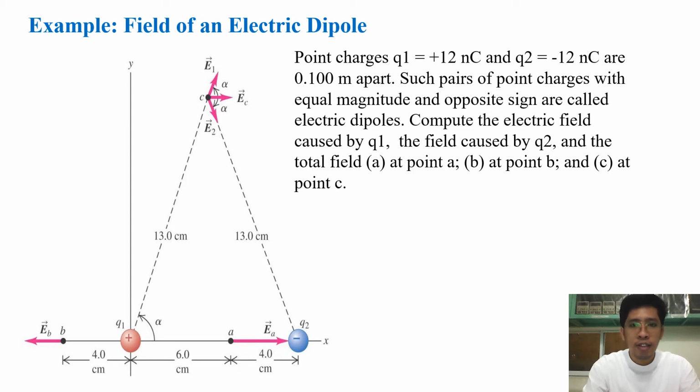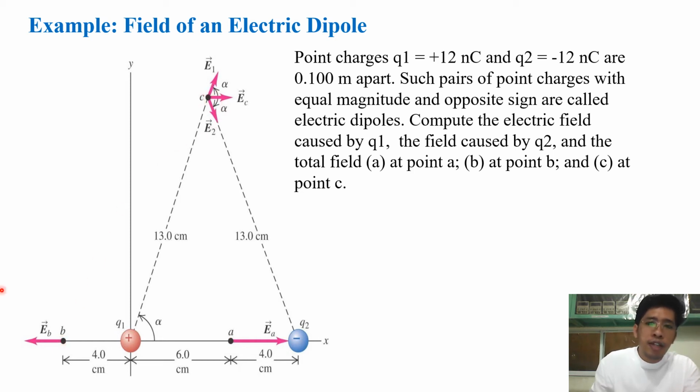Compute the electric field caused by Q1, the field caused by Q2, and the total field at point A, at point B, and then at point C. So you have here your electric dipole. You have here your positive test charge and then your negative test charge. These two are 0.100 meters apart. And you're asked to find the electric field at point A, which is here, and then the electric field at point B, and then the electric field at point C.